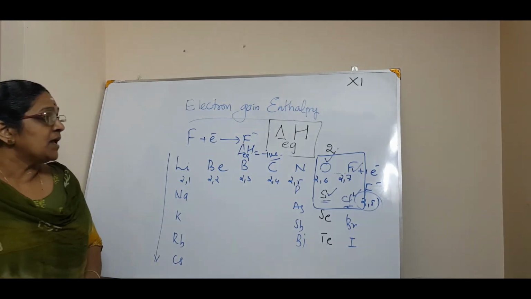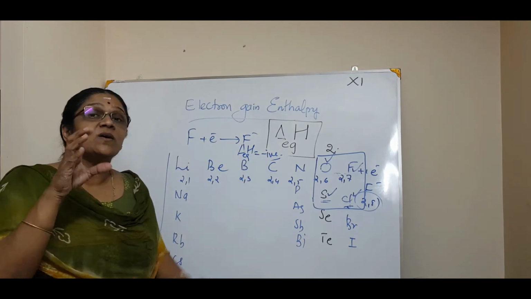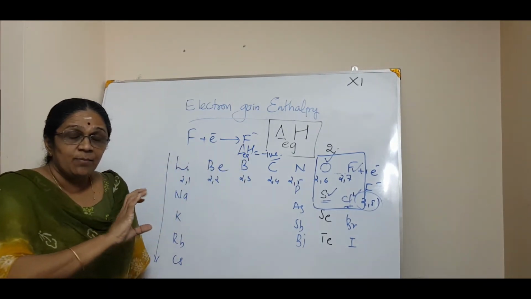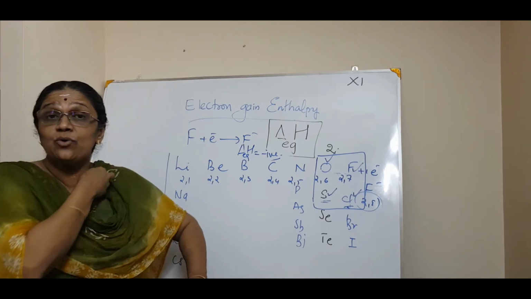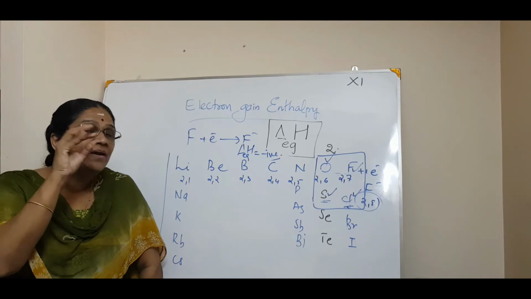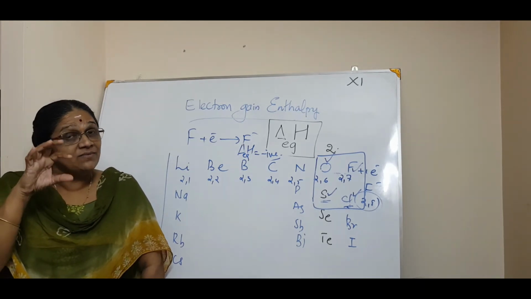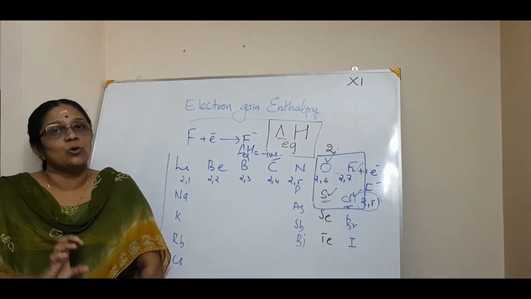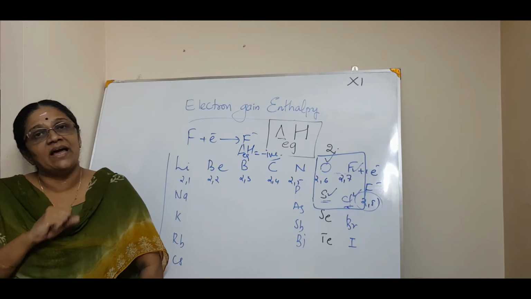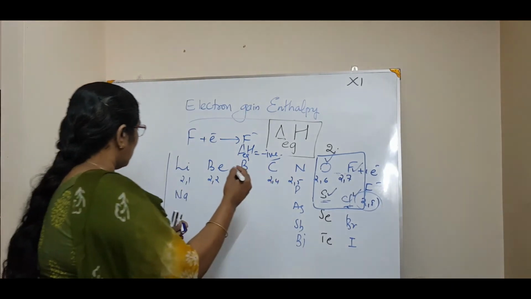But in some cases, the electron gain enthalpy will be positive. Positive means what? Here, energy has to be supplied, rather than released. In some cases, we have to give energy to accomplish the reaction. So, in which elements is it observed? The positive value of electron gain enthalpy is observed in noble gases. See, which are the noble gases?